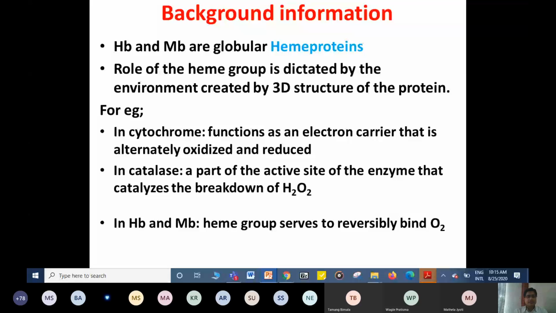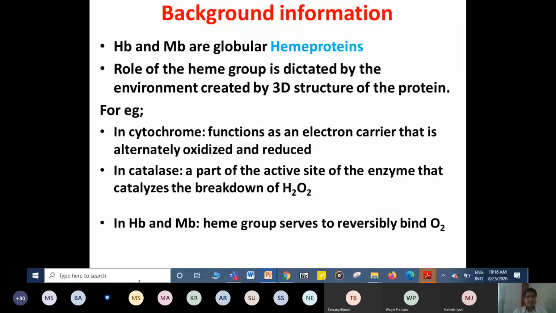And in catalase, this heme is a part of the active site of the enzyme that catalyzes the breakdown of hydrogen peroxide. We all know that catalase breaks down hydrogen peroxide, and the role of heme in catalase is to provide the environment for catalysis. Now in hemoglobin and myoglobin, the heme group reversibly binds oxygen. That means in the conditions of the lungs it will bind the oxygen, and in the conditions of the tissues it will release the oxygen. That's why we have said that the role of the heme group is dictated by the environment created by the three-dimensional structure of the protein.